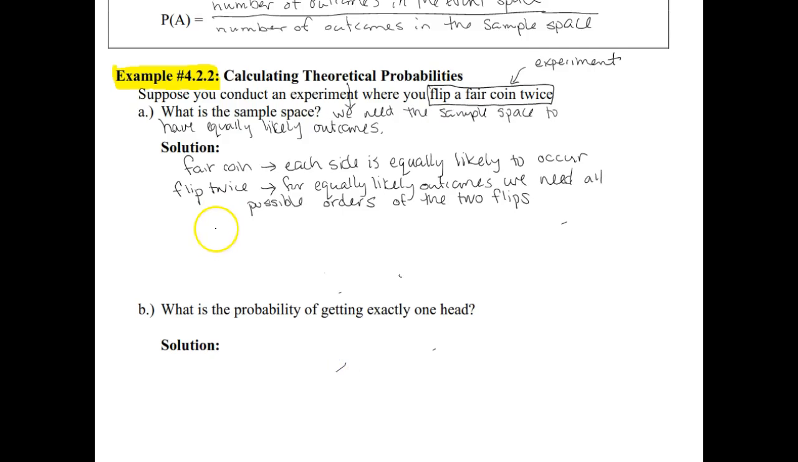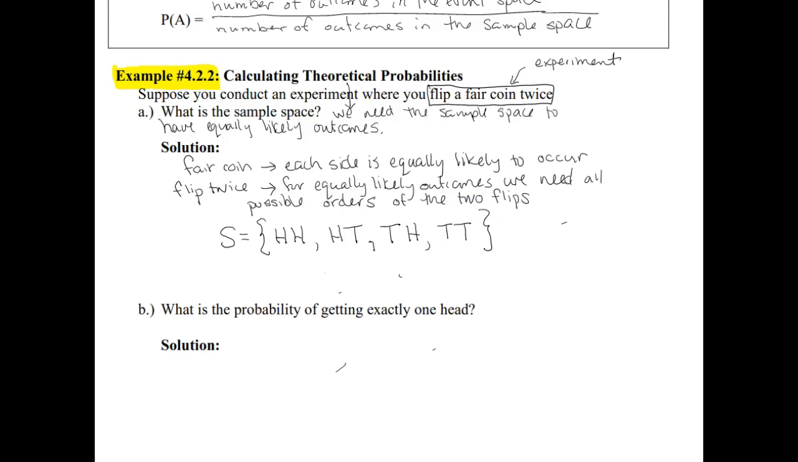Alright, so for our sample space here, the first flip could be a head, and the second one could also then be a head. Or the first flip could have been a head and the second one a tail. Or the first one could have been a tail and then a head, or a tail and a tail.